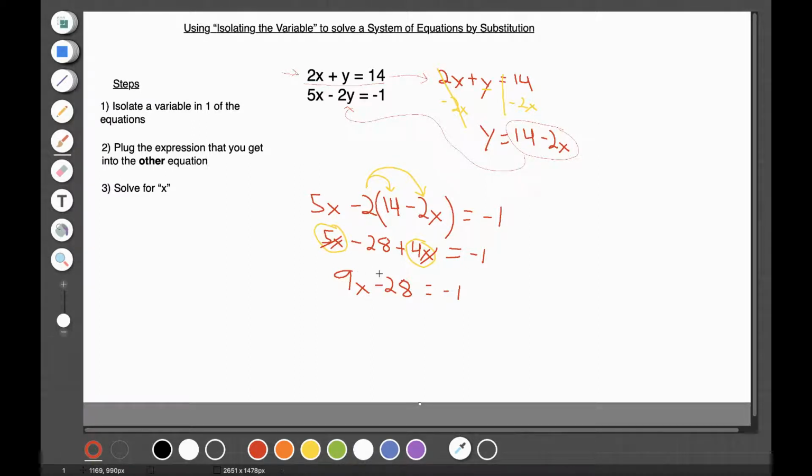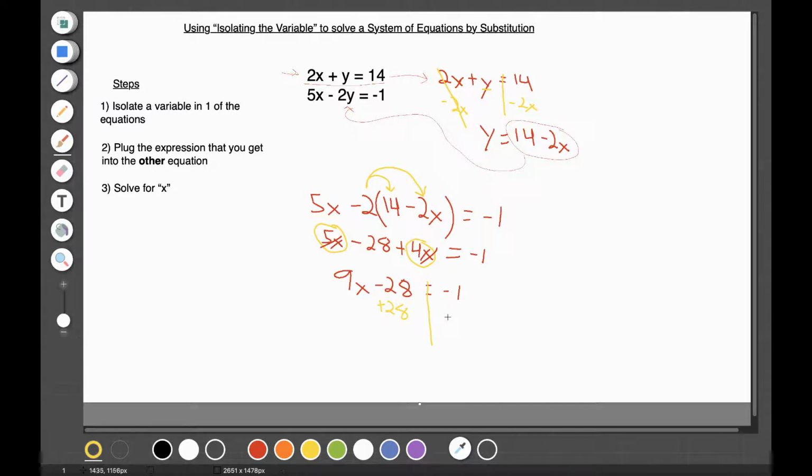Now we're down to 2 steps. So you have 9x minus 28. Well, you have a 9 and the minus 28. Which one do you get rid of first? Well, you always get rid of addition or subtraction first. Okay, so we need to get rid of the 28. It's a negative 28, so you add 28.